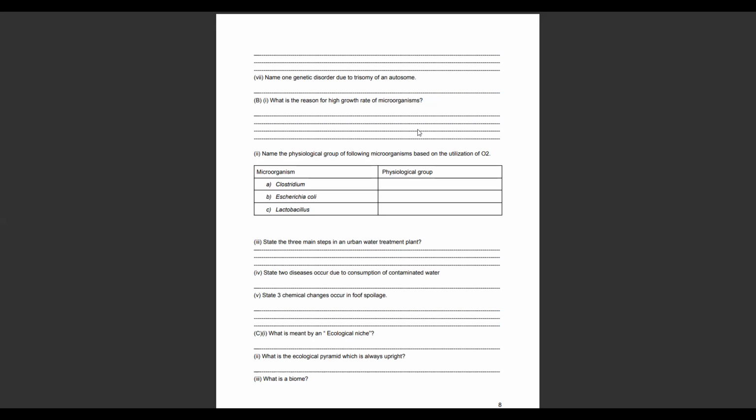They prefer to grow in environments with a lower concentration of oxygen. Microaerophilic. So, obligate anaerobic, facultative anaerobic, and microaerophilic. Give 3 marks. Then, Roman number 3, state 3 main steps in an urban water treatment plant. Sedimentation and coagulation, filtration, disinfection. 3 marks.